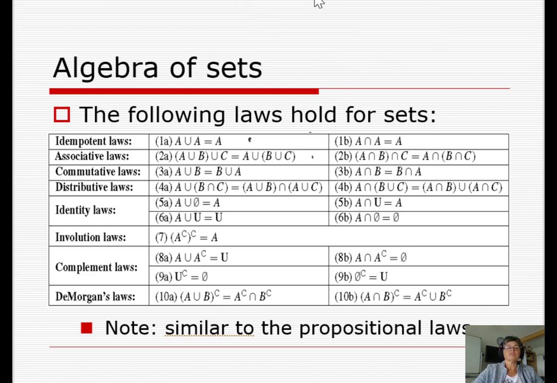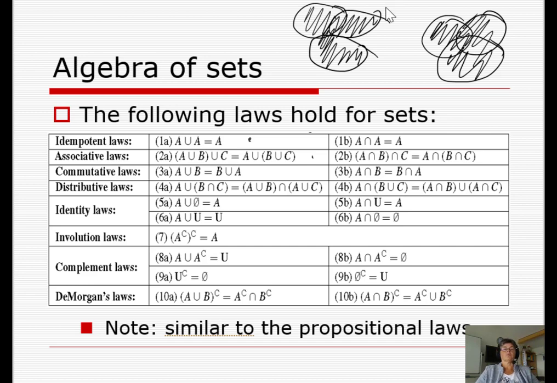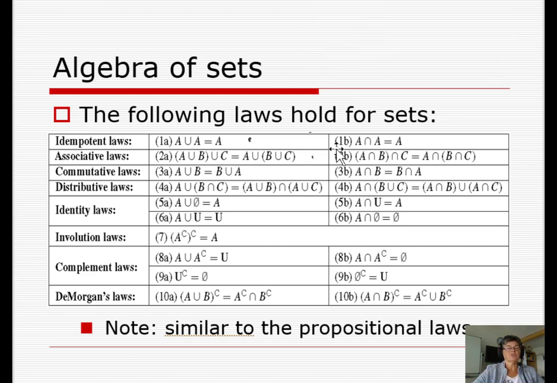So if I look at 3 sets, I have a set A, a set B, and a set C. Then if I want to unite them, I don't care whether I first do A and B and then later on add C, or whether I do B and C first, these two, and then later on combine A. So it's really independent of order. Associative law.